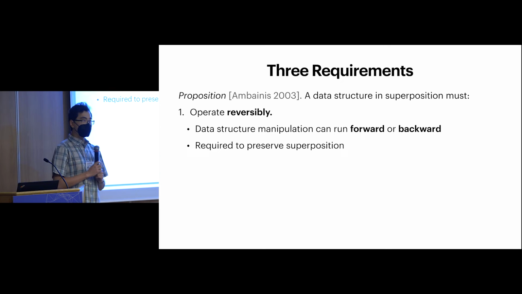The reason is that when a data structure is expected to work in superposition inside a quantum algorithm, certain additional requirements have to hold compared to classical data structures. The first requirement is that all of the operations on the data structure have to be reversible. This means that for every operation, such as push front, let's say, it has to be able to operate either forward or backward. And it turns out that this property is necessary for data structure operations to preserve the superposition of the data.